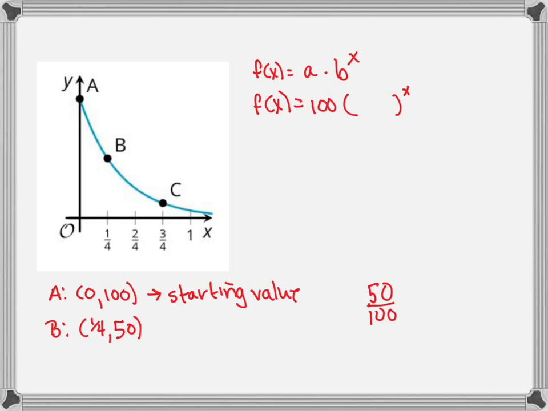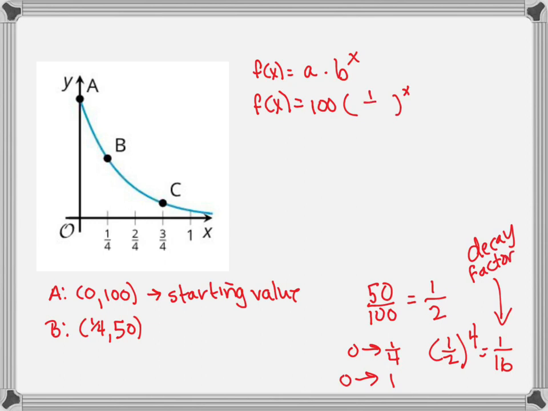Let's look at the ratio of our output values. So we've got 50 over 100, which is 1/2. But that's from 0 to an x value of 1/4, and we want from 0 to 1. So we need to multiply this 1/4 interval by 4. So I'm going to raise my 1/2, which is my ratio I found, to the 4th power. And so 1/2 to the 4th power is 1/16, and that is my decay factor. So my function is f of x equals 100 times 1/16 to the x power.